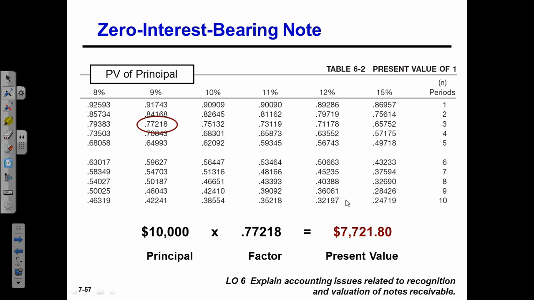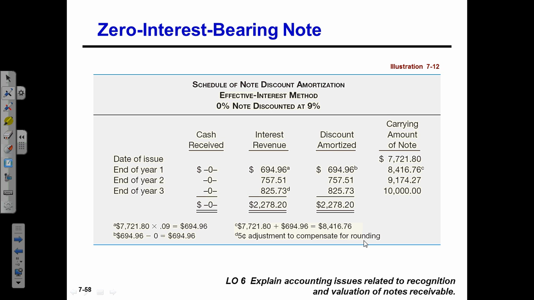So here we go. Here's your little amortization table. Notice the date at issue. Carrying value of the note is $7,700. And when we say carrying value, that might be the amount that's in note receivable, or it might be that the note receivable has $10,000 in it, and then you have a discount of $2,300. Either way, that's a carrying value. How would you unwrap the deal? Well, 9% of $7,721.80 is going to be the interest for the first period. You guys with me? So 9% of it is $694.96.